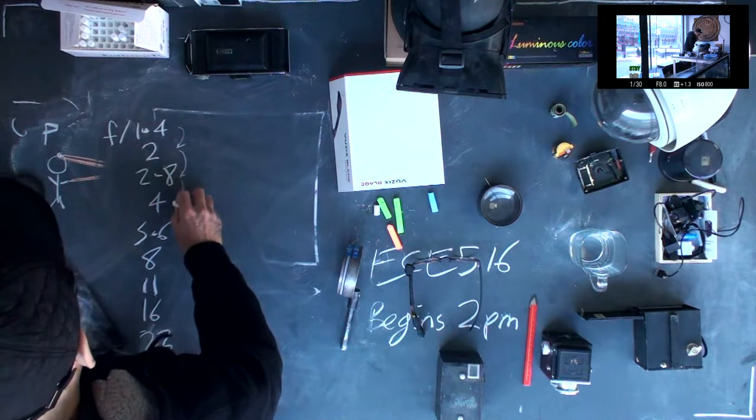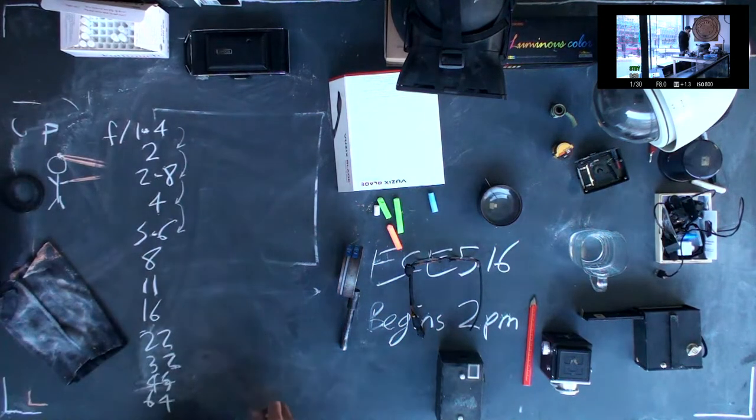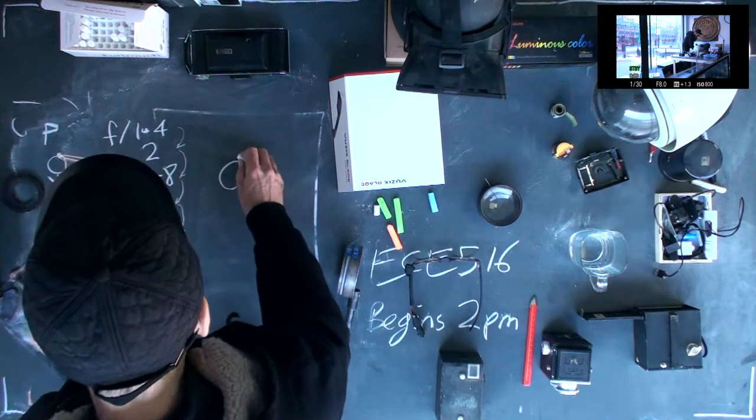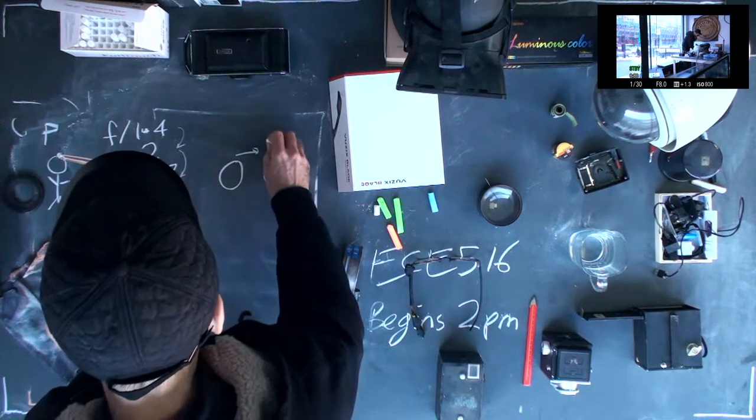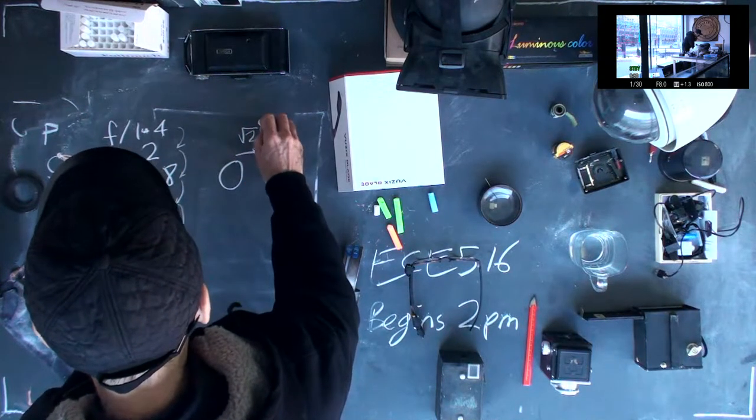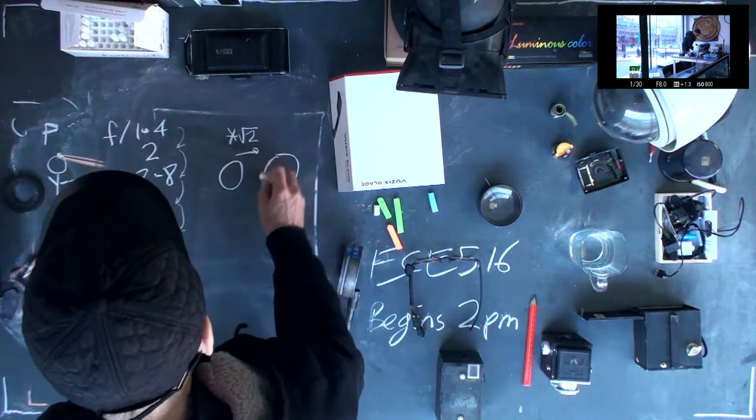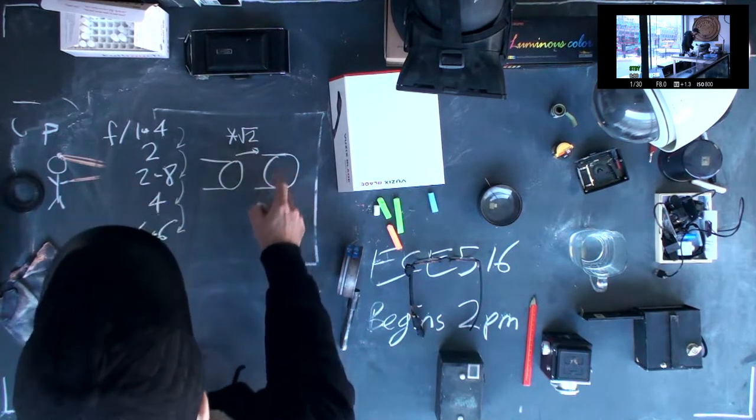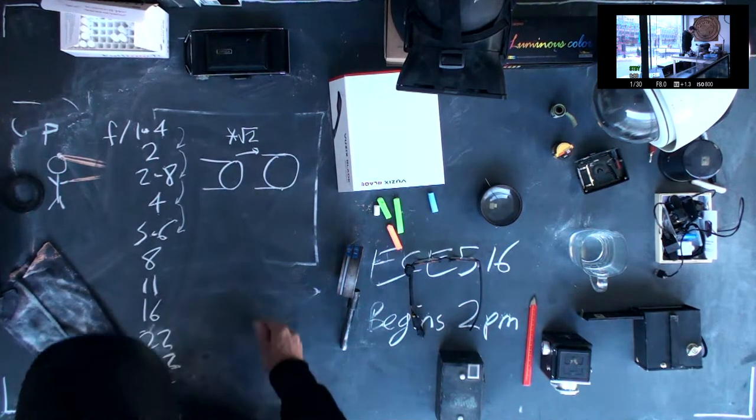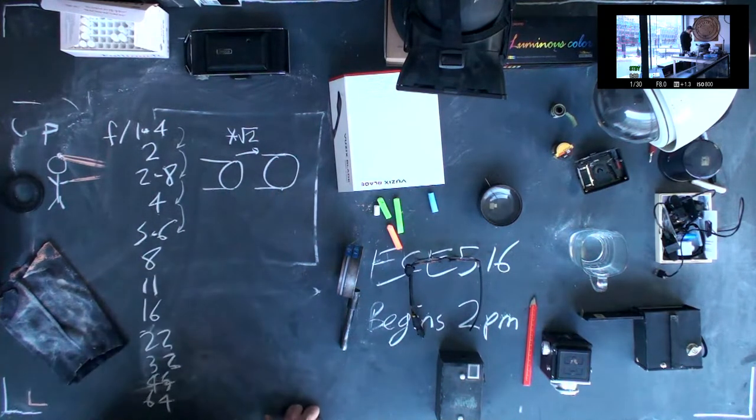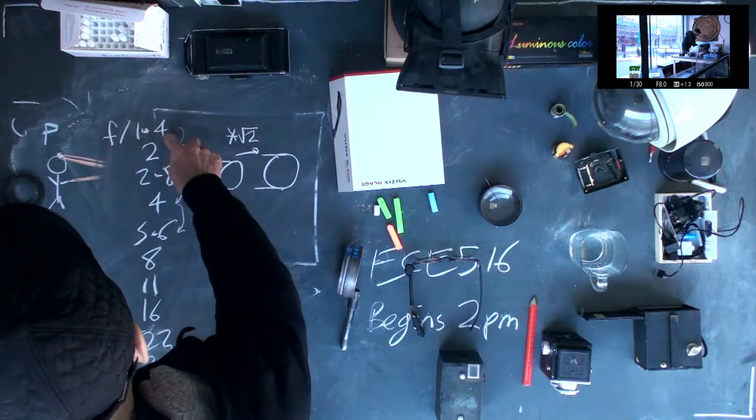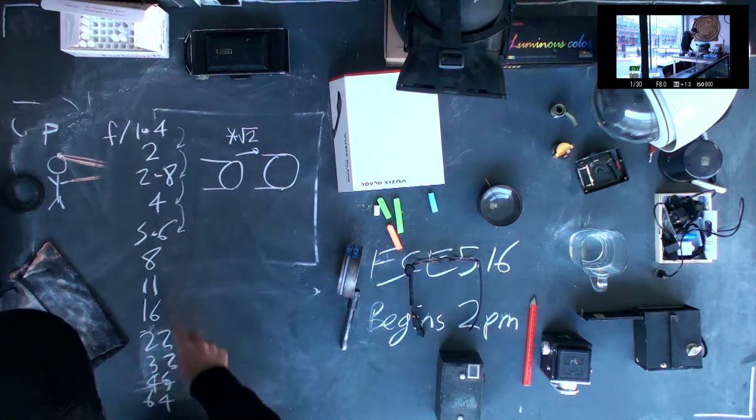And the reason that they increase by the square root of 2 each time is because that's a doubling of the amount of light. So if I have a particular size opening and I grow it to the square root of 2 times larger in diameter, then the area is twice what it was before. So these numbers have special meaning, and that is that each one lets in half the amount of light as the previous one.